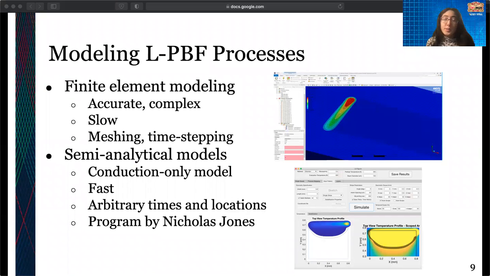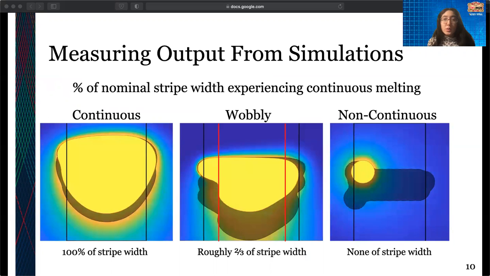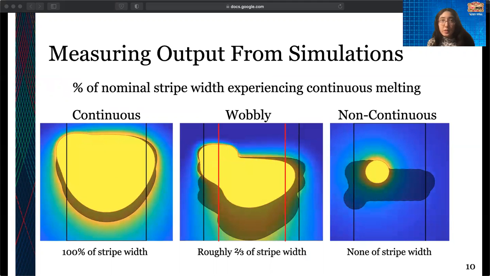An alternative here would be using semi-analytical models. This model is conduction only, but it has been shown to capture a majority of the heat transfer effects in most cases. It's significantly faster than finite element modeling, and in addition, it can be evaluated at specific times and locations instead of needing to run an entire simulation to figure out what happens at the end. The program I'm using for this research was written by Nicholas Jones, one of my lab mates, and uses the Eagar-Tsai semi-analytical model.